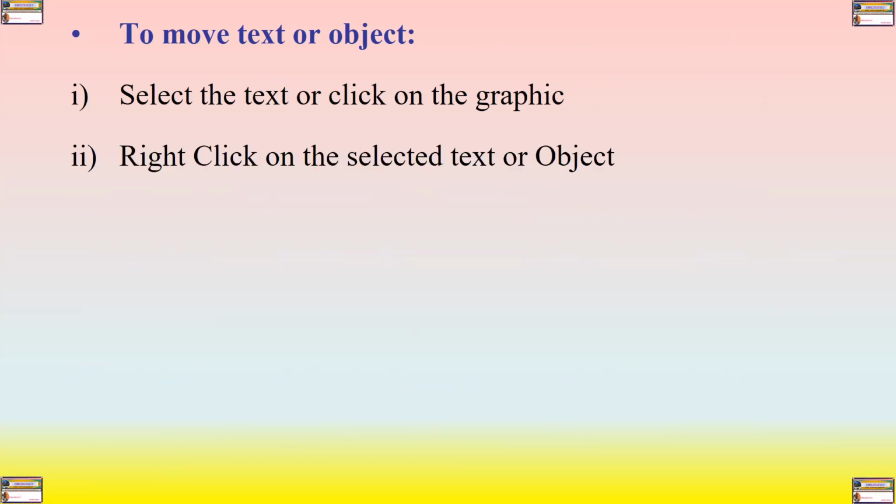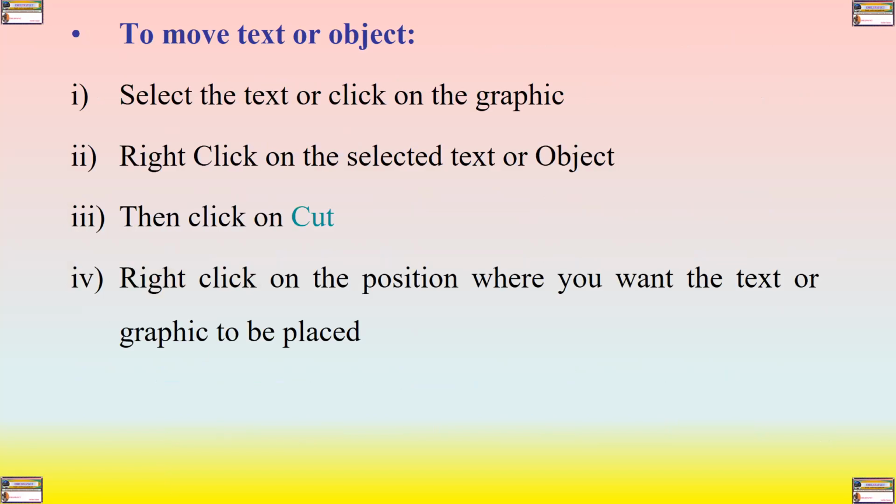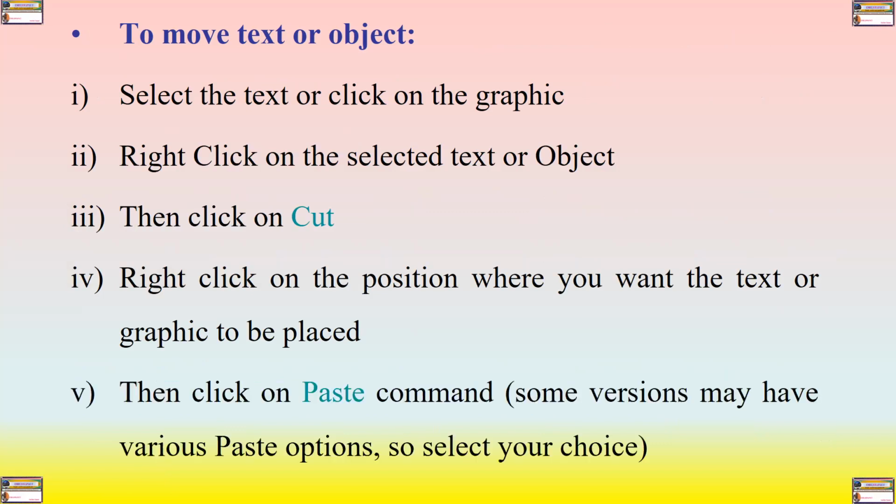To move text or an object, you select the text or click on the graphic. You then right-click on the selected text or object. Then you click on cut. Then you right-click on the position where you want the text or graphic to be placed. Then you click on the paste command. Now, some versions may have various paste options, so you select one of your choice.